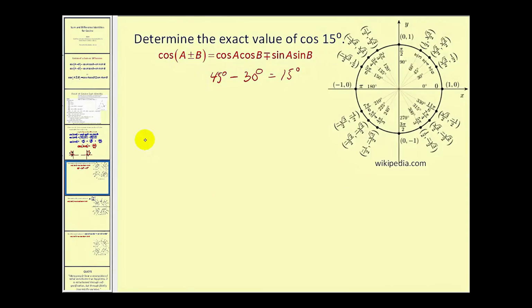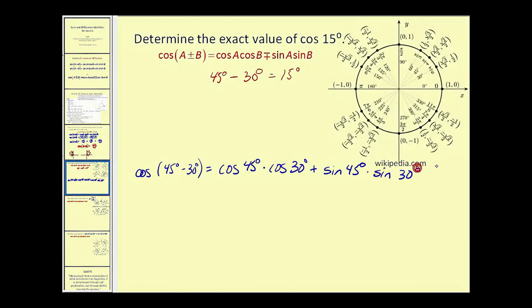So let's go ahead and set this up down here. We'll have the cosine of 45 degrees minus 30 degrees is equal to cosine A cosine B, cosine 45 degrees times cosine 30 degrees. Now we use the subtraction sign here, so we'll use an addition sign, and then it's going to be sine A times sine B, or the sine of 45 degrees times the sine of 30 degrees. Now we're going to fill in these values, find these products, and then find the sum. We'll go ahead and replace this now with 15 degrees.